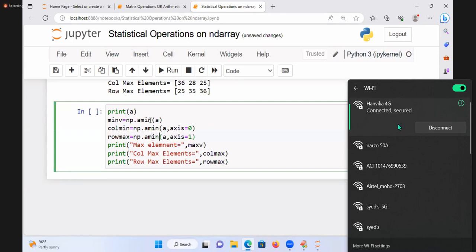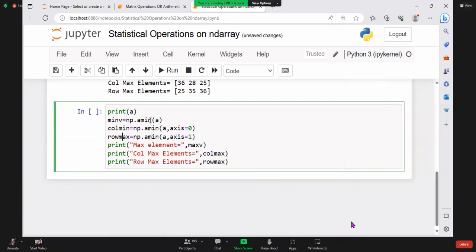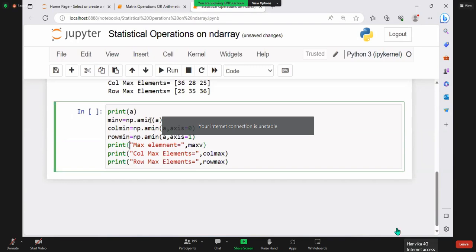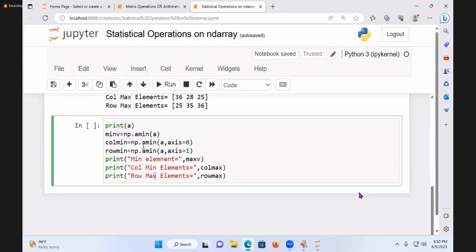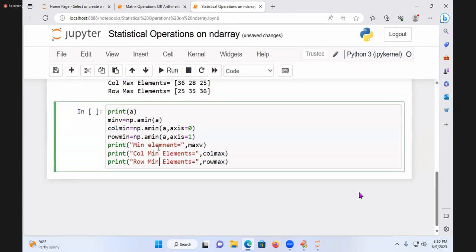Next I am writing here min. So axis is equal to what? Same. Entire matrix minimum, column wise minimum, row wise minimum. What is this now? Min element. What is this now? Column min. Next is what? Row min. I'll just change my variables also, students. Min v. And next is what? Column min. And next is what? Row min. Are you following me?